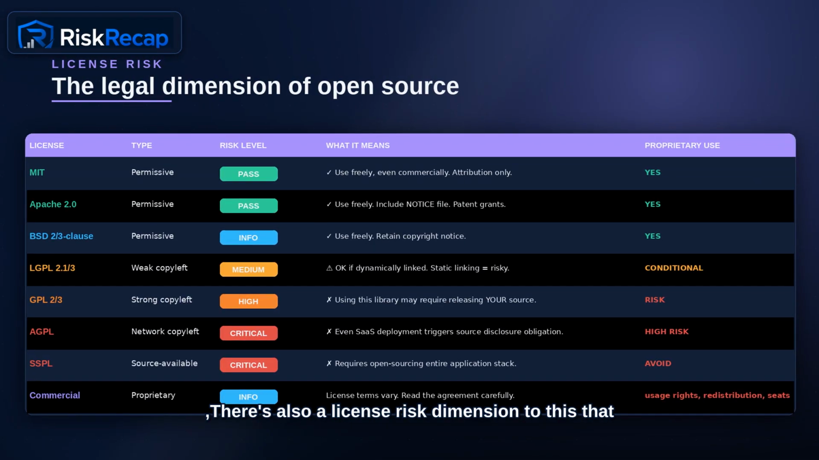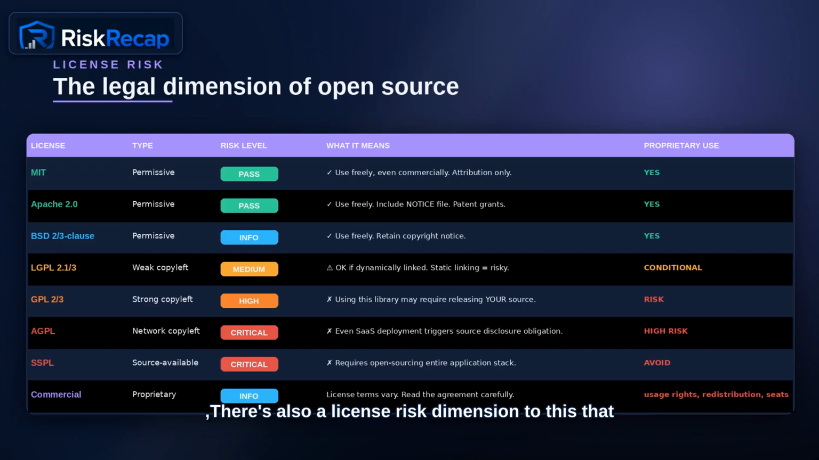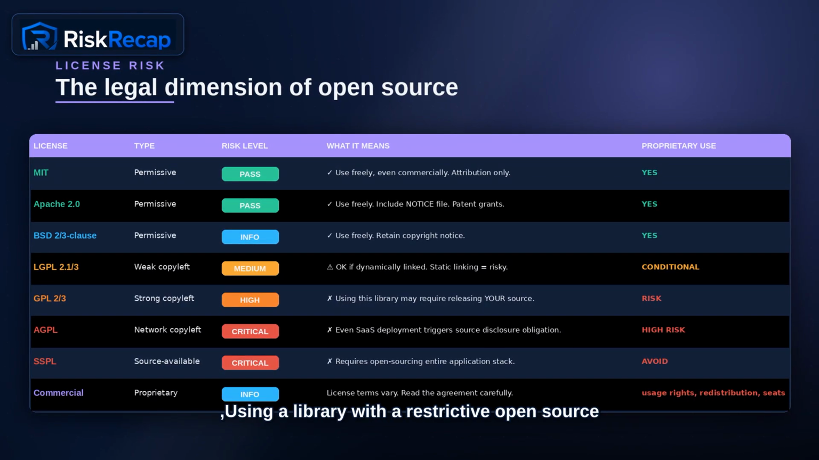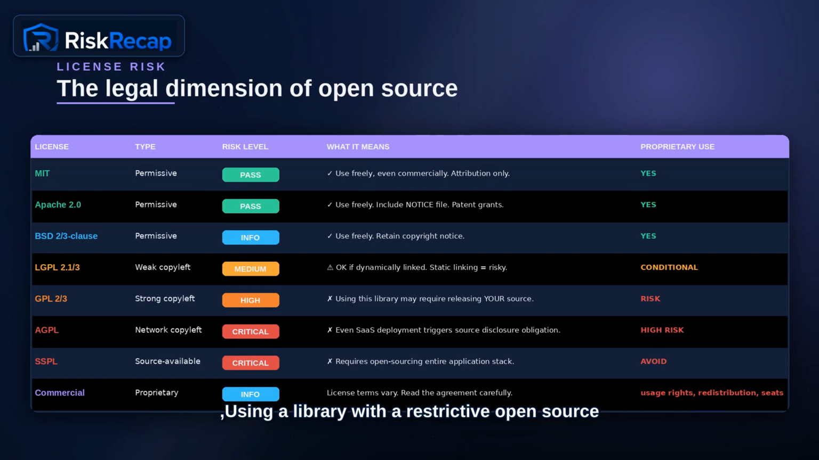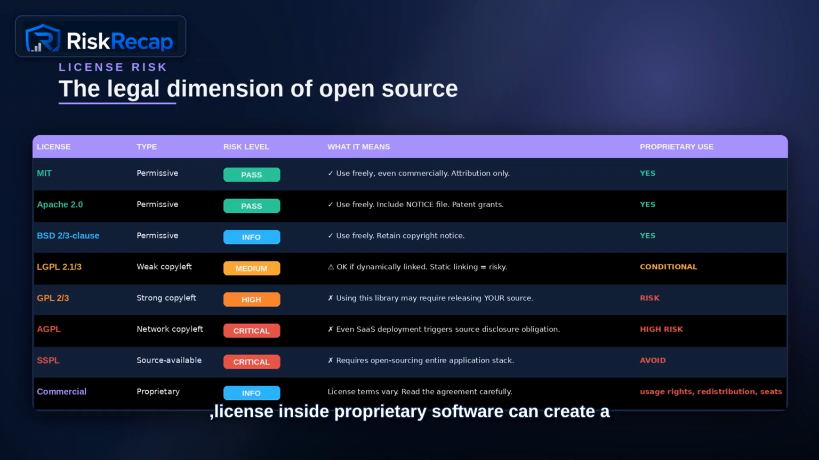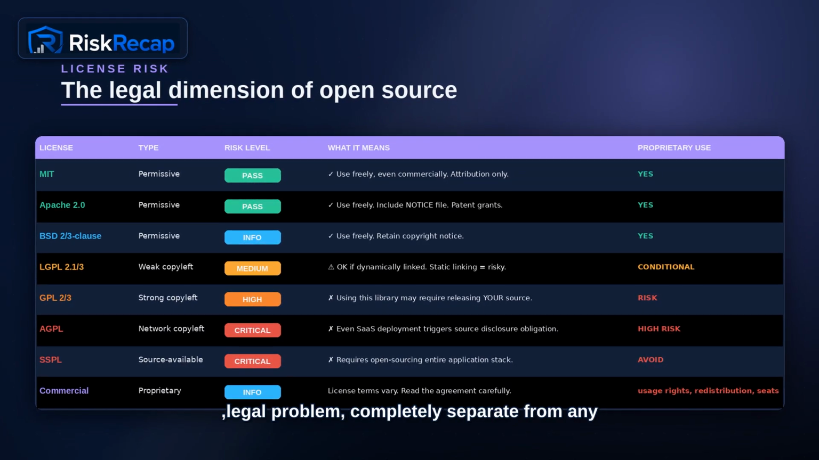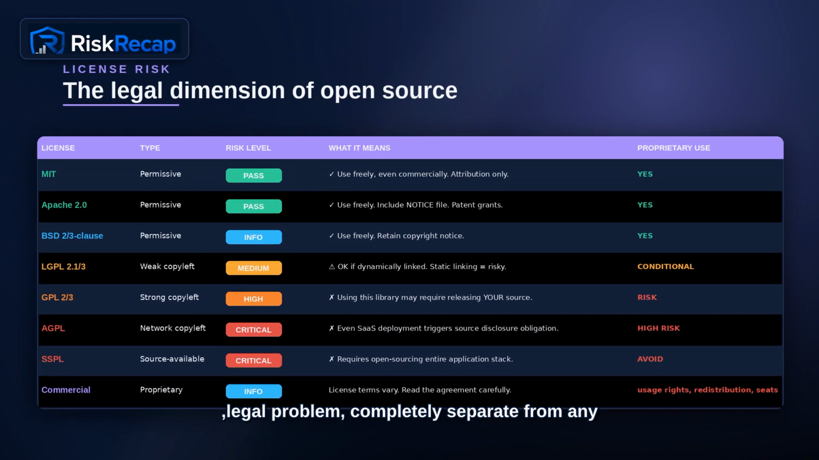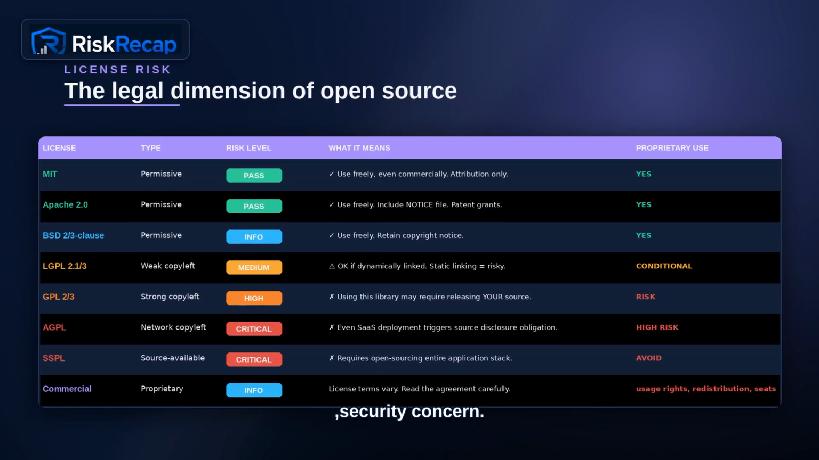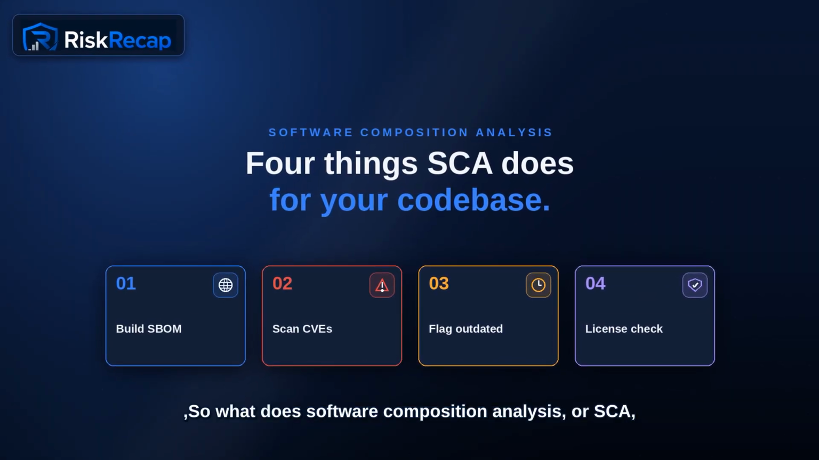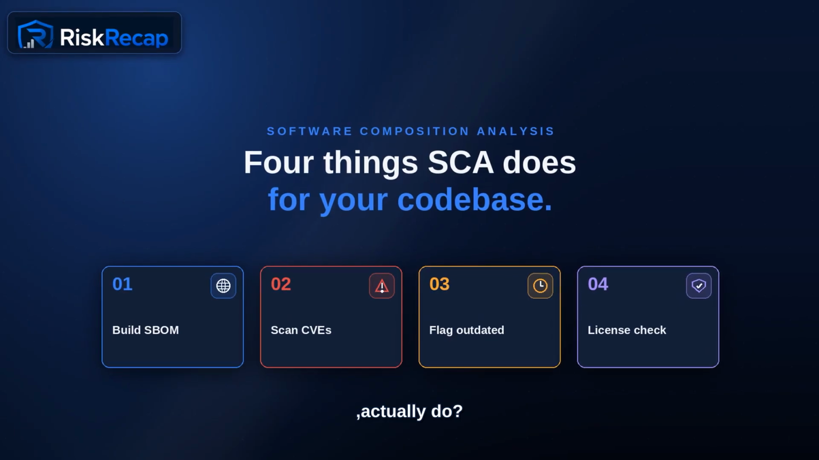There's also a license risk dimension to this that often gets overlooked. Using a library with a restrictive open source license inside proprietary software can create a legal problem, completely separate from any security concern. So what does software composition analysis, or SCA, actually do?